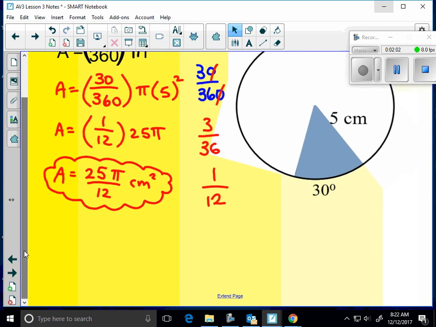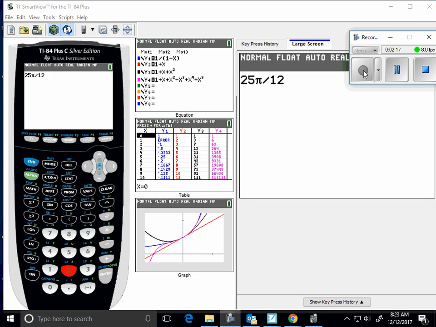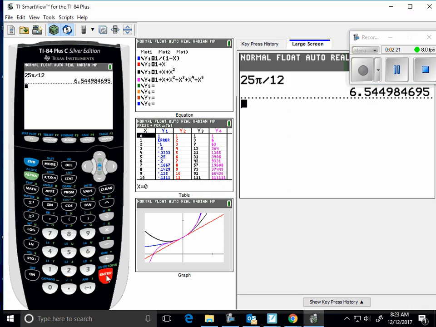What would an approximate way to write that be? Well, we'd take 25 times pi and divide it by 12 with our calculator. Let me pull up the old TI Smart View here. Okay, so I'm going to take 25 pi divided by 12 in my calculator, and I get 6.54. If we round to one decimal, it'll just be 6.5 square centimeters. Something like that.